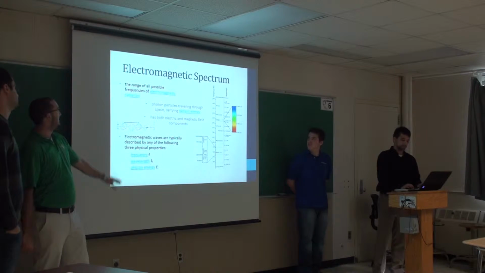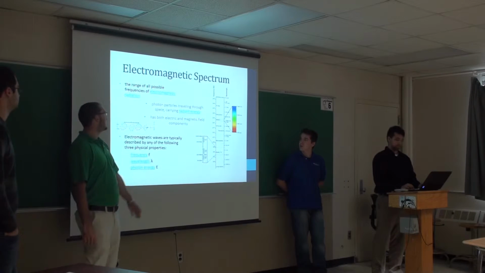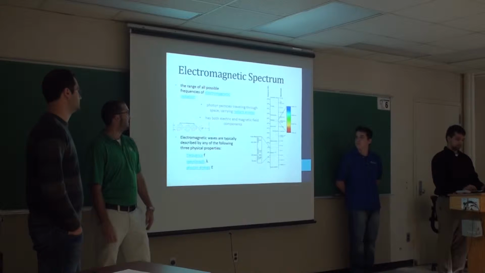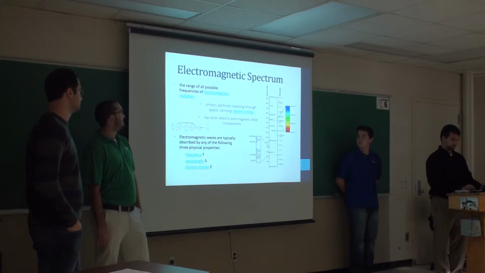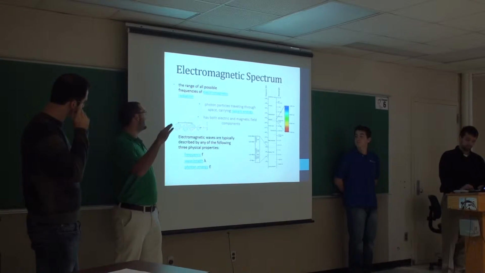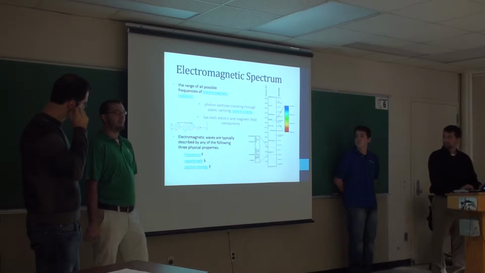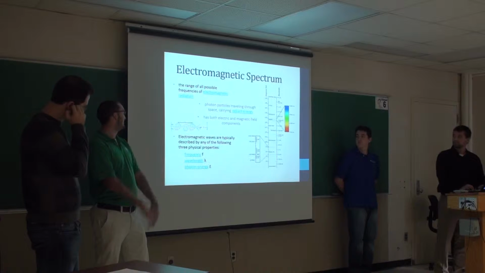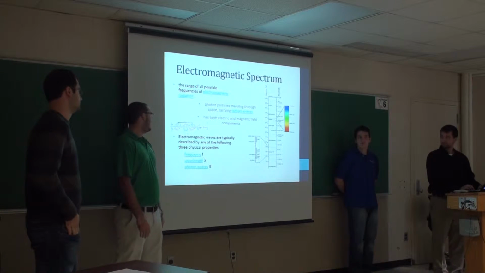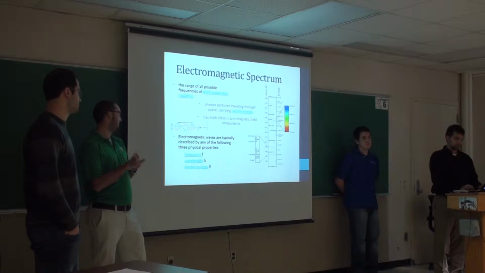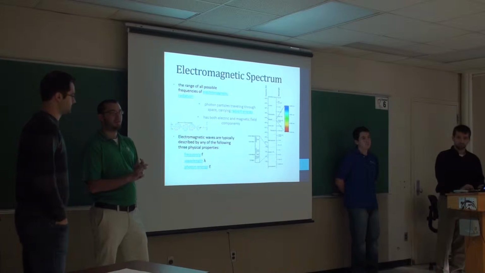So I'm going to talk about the electromagnetic spectrum. Basically, this is just the range of all possible frequencies of electromagnetic radiation. And what that radiation is, is photon particles traveling like waves through space, which carry radiant energy. It has both electric and magnetic field components that are perpendicular to one another. We describe these waves with three main physical properties: their frequency, their wavelength, and then the photon energy.